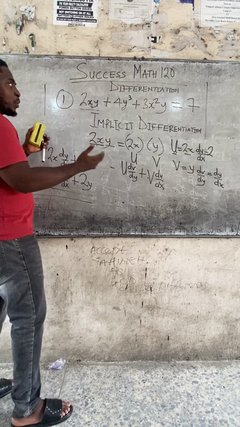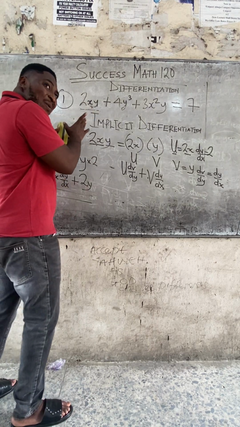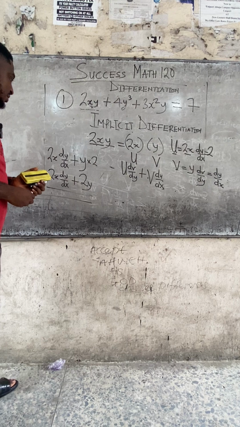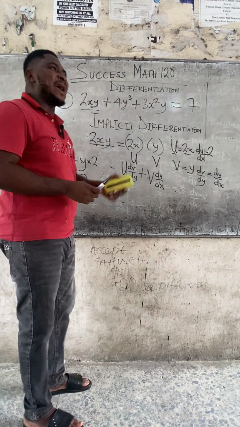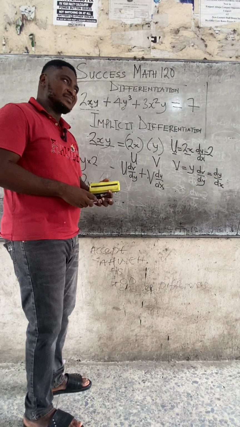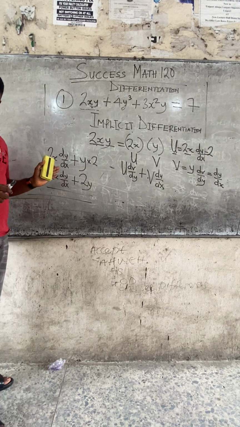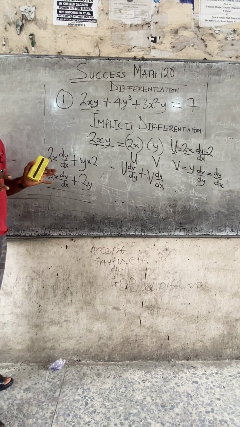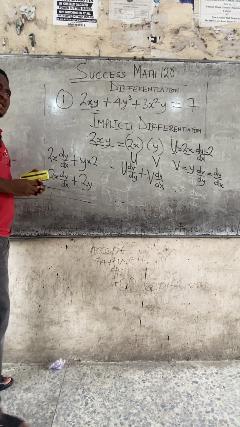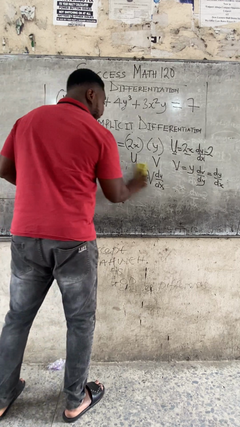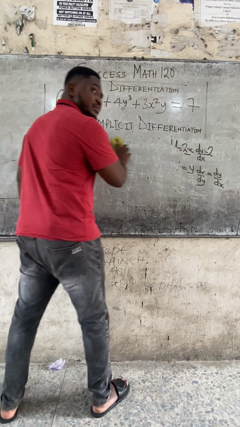Class, we're not even done with the main question. This is just 2xy. Class, let's now move to 4y raised to power 3. Should I come again with this 2xy? Oh, do you get it? You got it? Oh, that's good. Now, class, let's go to 4y raised to power 3.